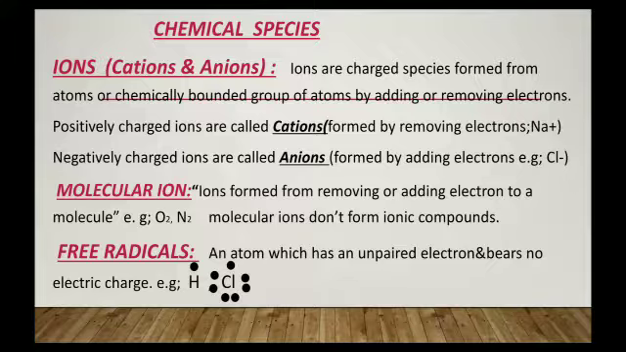Now the next topic is the chemical species. The first one is the ions. There are two types of ions. Now, what are the ions? Ions are the charged species formed from atoms or chemically bonded group of atoms by adding or removing electrons.